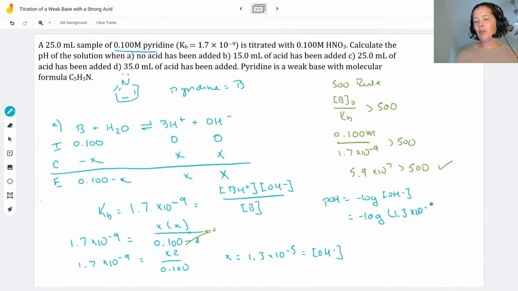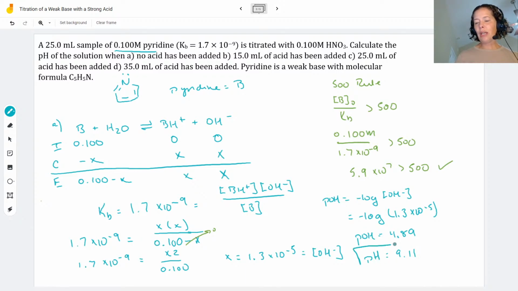1.3 times 10 to the negative fifth. So my pOH is equal to 4.89. Again, remember this is pOH. We want to get pH. So of course we just take 14 minus 4.89 and that gives us our pH, which is 9.11.